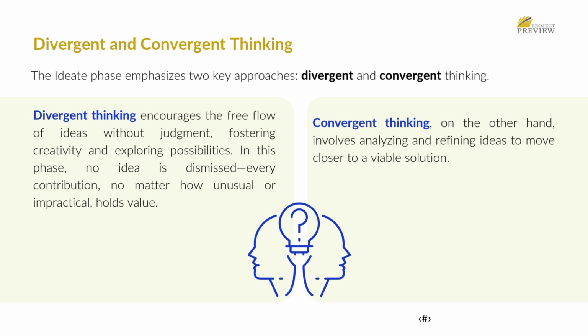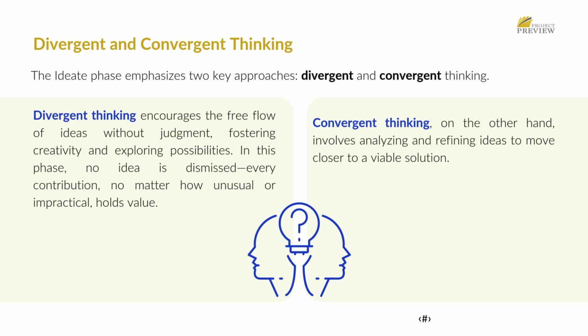The ideate phase relies on two key approaches: divergent thinking and convergent thinking. Divergent thinking is all about generating as many ideas as possible without judgment. This is where creativity thrives. Every idea, no matter how wild or unconventional, has value. The goal is to explore a wide range of possibilities and push beyond obvious solutions.